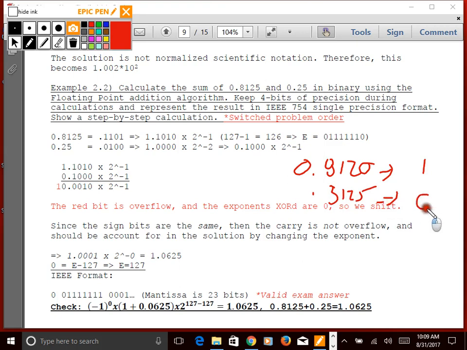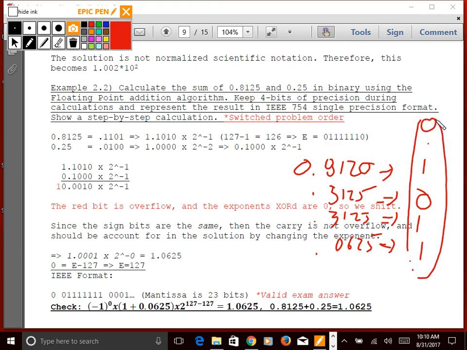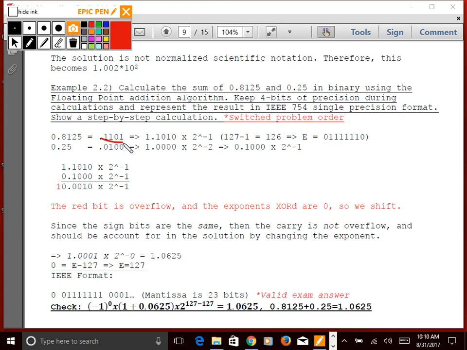Is it greater than 0.5? It's not. 0.3125 is greater than 0.25, it is. So that comes out to 0.625, which it is, right? So it's 0.1011, right? Which is what we got here. Same thing with 0.25, that's even easier to convert. So it's 0.0100.